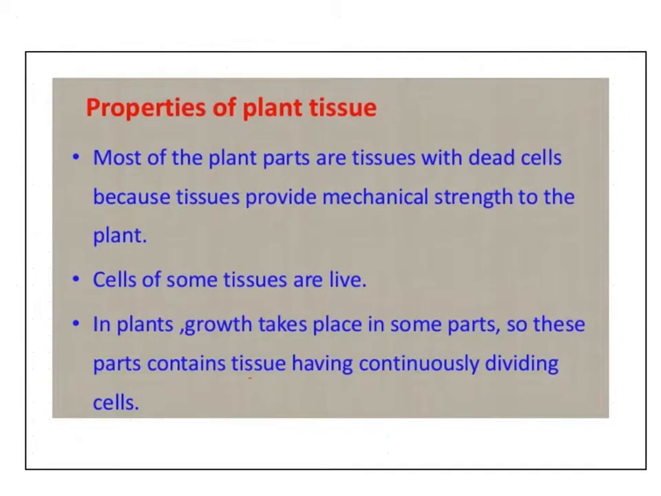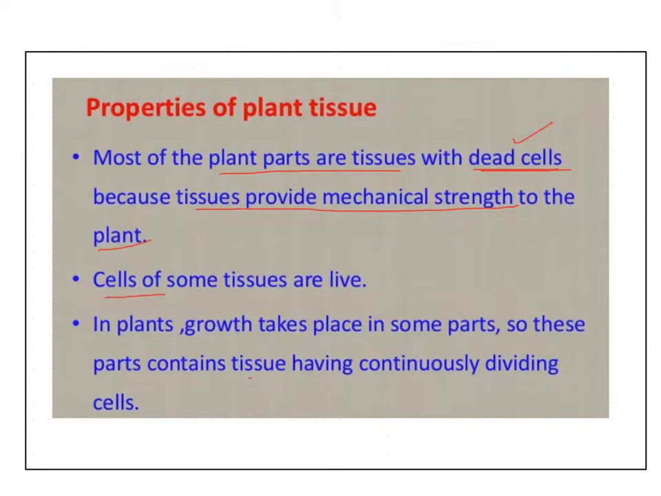Now let's come to the properties of the plant tissue. As I told you in the beginning, dear students, most of the plant cells, they are dead cells. Okay? In case of plants, most of the cells, they are dead cells. That is why these tissues, they provide mechanical strength to the plant. ये जो tissues हैं, ये आपके plant को मजबूत बनाते हैं because they are made up of dead cells.